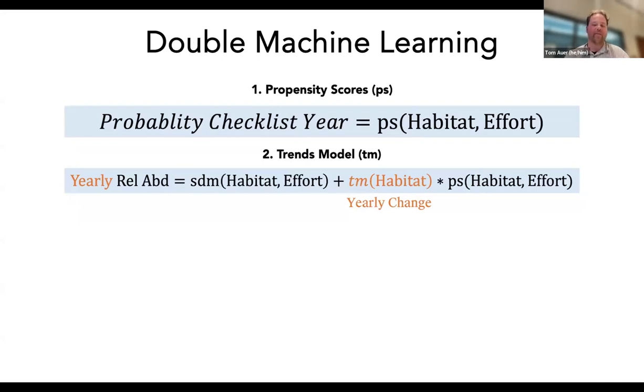Daniel Fink led a paper that was published in Methods in Ecology and Evolution last year describing this double machine learning. So the double part is, first we calculate this propensity score that estimates the year of the checklist. And then that goes in as a factor in the trends model. So now we have a trends model that is estimating relative abundance between two time points, and it has that change factor in it. And then it's taking an adjustment. It's using that propensity score to control for those confounding changes over time in the model.